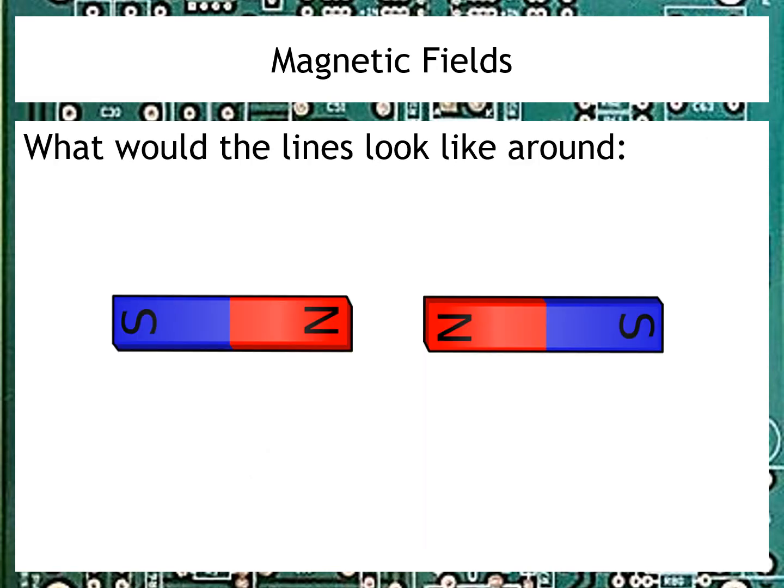So what would the field lines around these two magnets look like? You can pause the video and see if you can work it out for yourself. Try applying the two rules. The field lines must always go from north to south, and they must never cross.